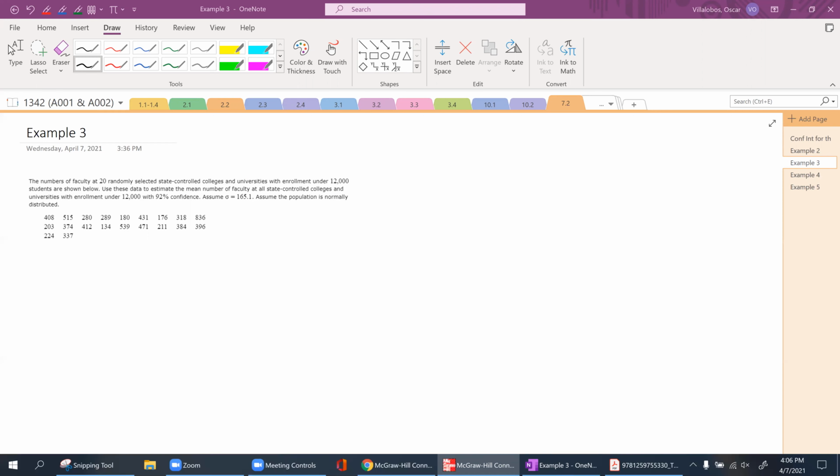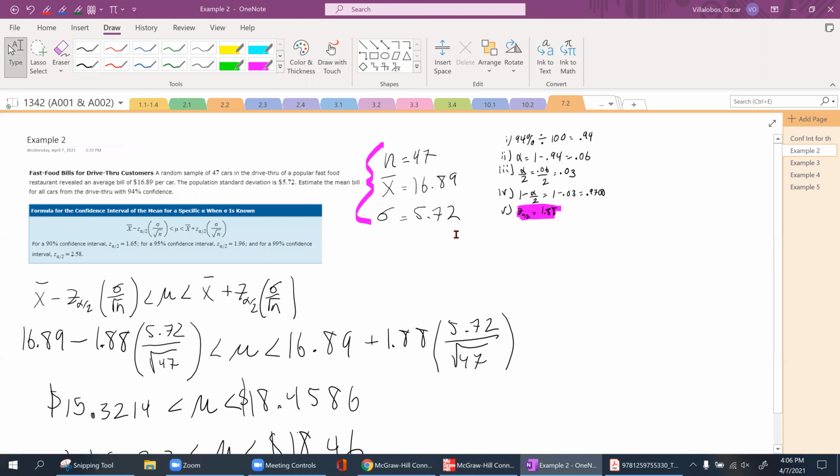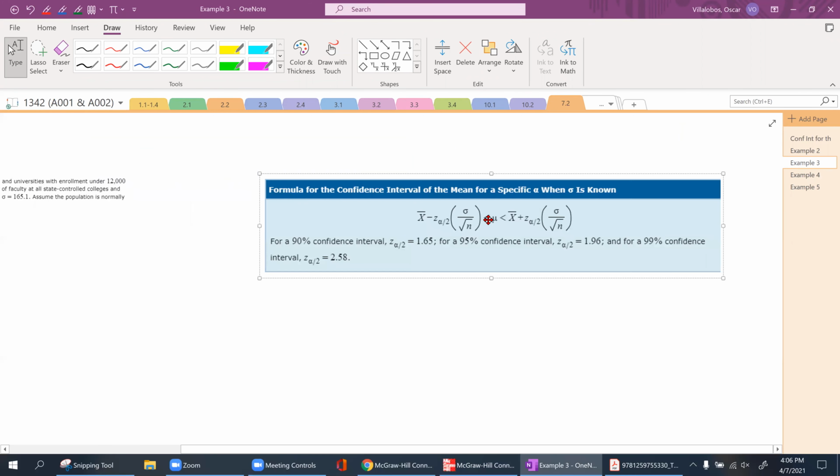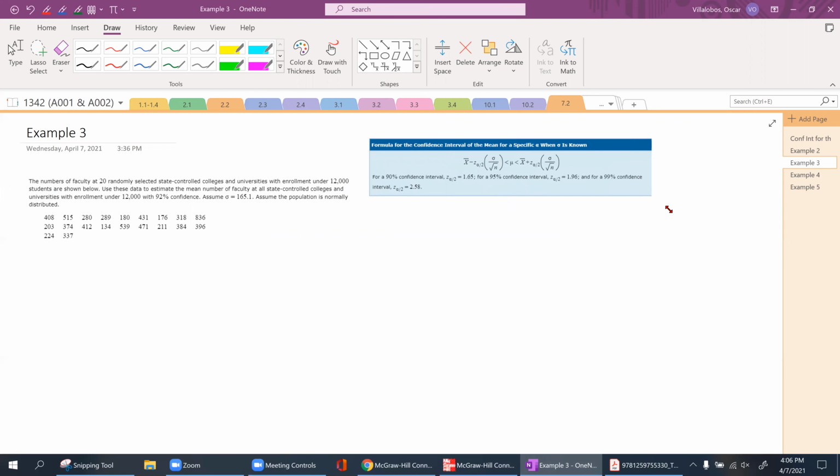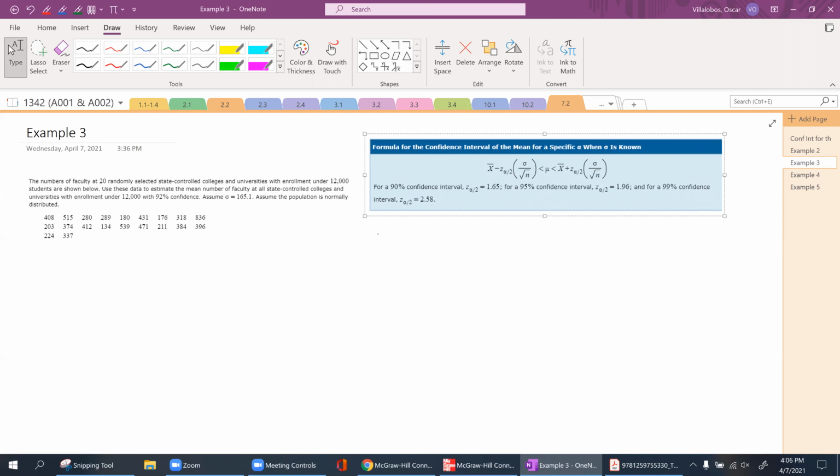So yes, I'm going to end up using the same formula. So let's go ahead and bring this over and have it here. All right, so what do we need? I need an X bar, I need a sigma, I need a sample size, and last but not least, I need that Z value. So my average, well, I know my sample size. What's my sample size? 20, so that was given. I'm told that my sigma is 165.1, my standard deviation.